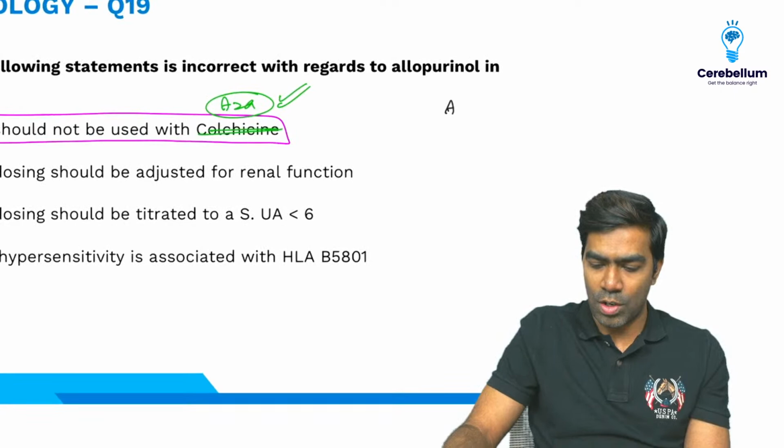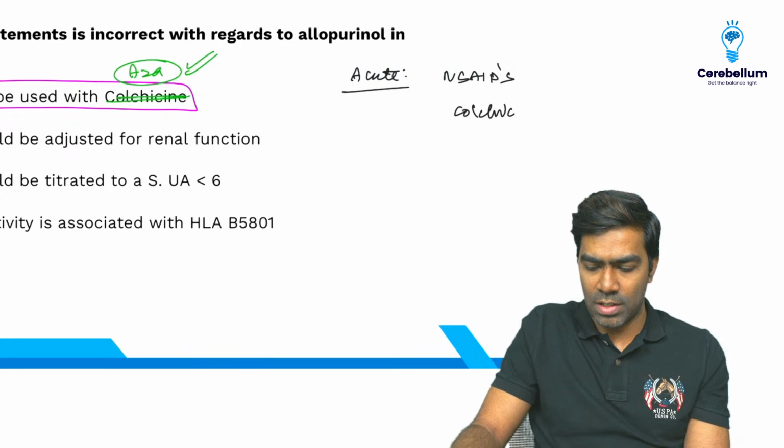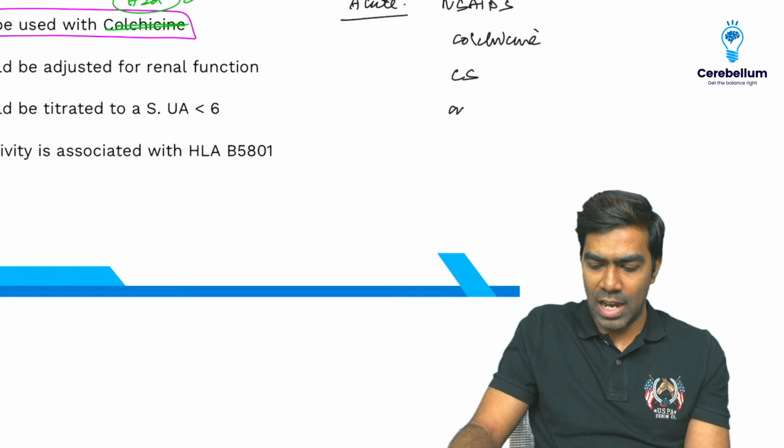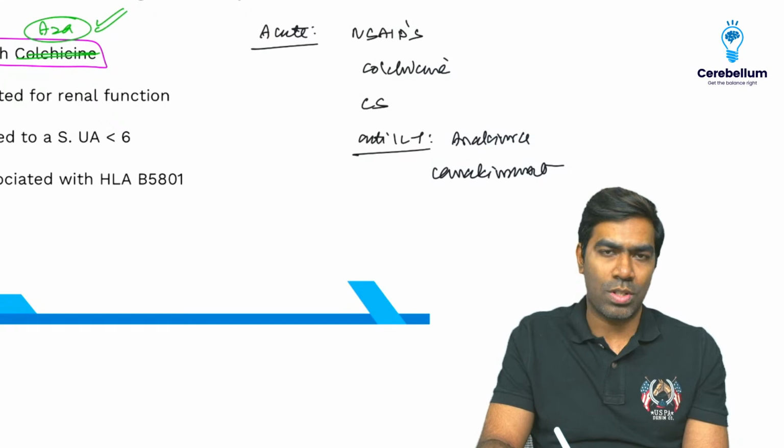So if they ask you, how will you treat acute attack of gout? Acute gout. How will you treat? Number one, you're going to give NSAIDs. These are the first line preferred drugs. Second drug is colchicine. Third drug is corticosteroids. And we have anti-IL-1 therapies also, like anakinra and canakinumab. Even rilonacept is there, but these are drugs that we very commonly use in practice for acute attack of gout.